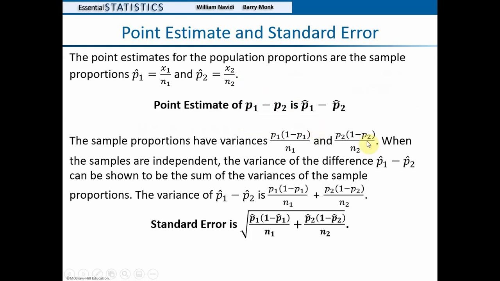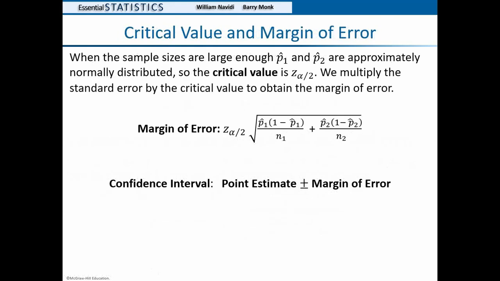So here are the variances. We need to know the variance of the difference between these two. The best estimate of the variance of P1 hat minus P2 hat is this, and the standard error would be the square root of P1 hat Q1 hat over N1 plus P2 hat Q2 hat over N2. So that was the standard error.